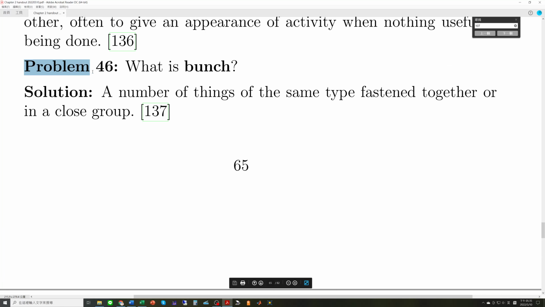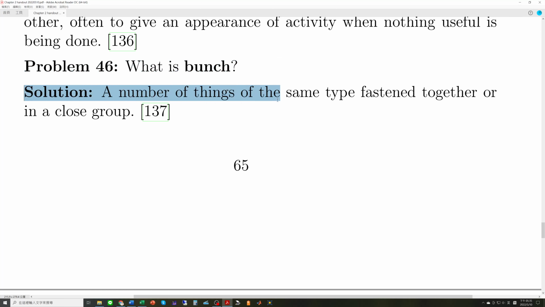Problem 46. What is bunch? Solution: a number of things of the same type fastened together or in a close group. This is the meaning of bunch.